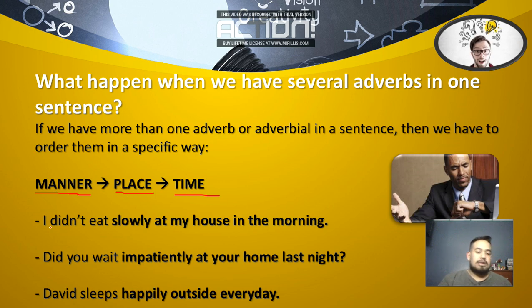Just as in the next example, I didn't eat slowly. Slowly is our first adverb of manner. At my house is my adverb of place. And finally, in the morning, my adverb of time. The next is a question. Did you wait impatiently? Sorry. That is my adverb of manner. And then at your home is my adverb of place. It can be also considered as a sentence adverb because it's a whole clause.